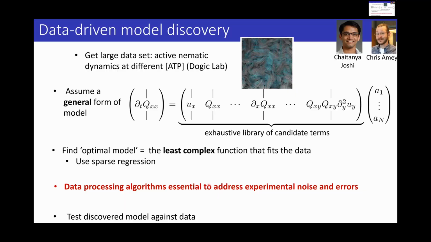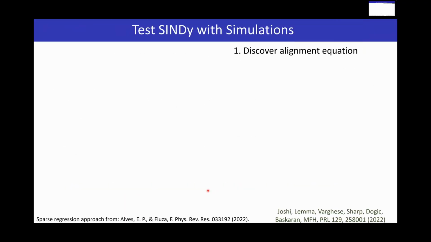Given the time, I'm not going to go into all the details on what they did, although I can address it in questions. And here I just want to show an example of how one does this. We eventually applied it to the experimental data, but first you want to test this on a system where you have a known ground truth.